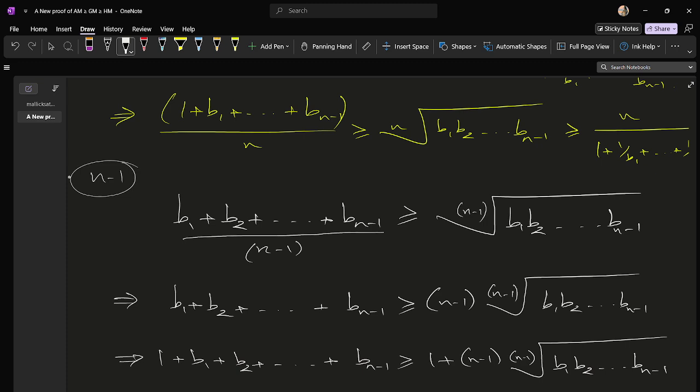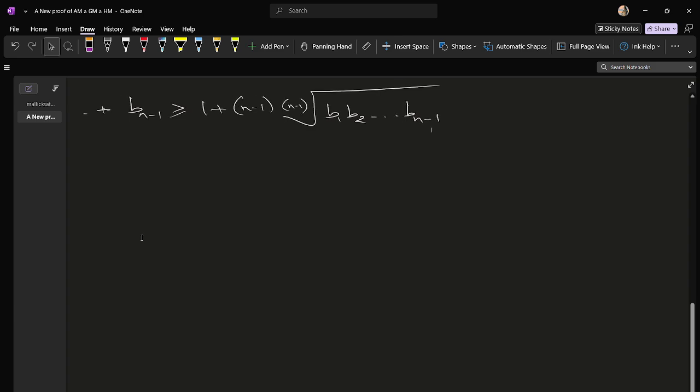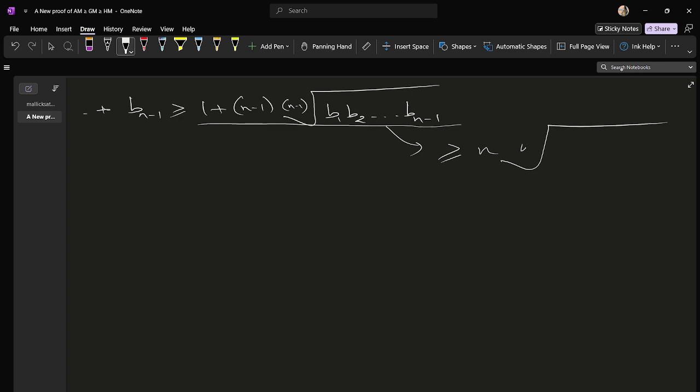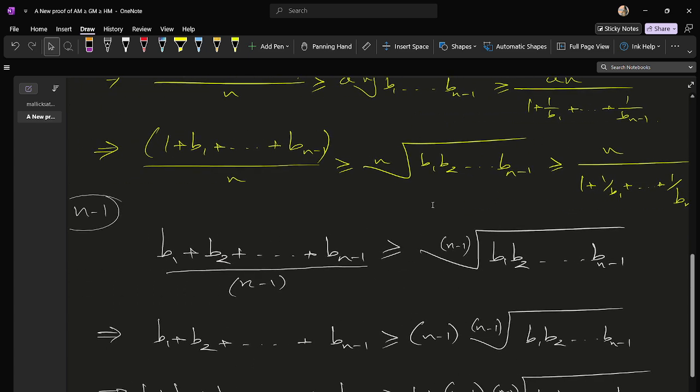Yeah, so we can show that this holds true. Now it suffices to show that this thing will be greater than or equal to n times b1 b2 dot dot dot up to bn minus 1. Then this case will satisfy here.